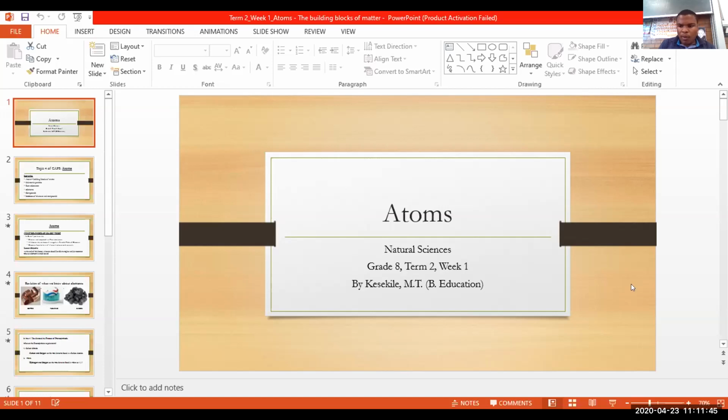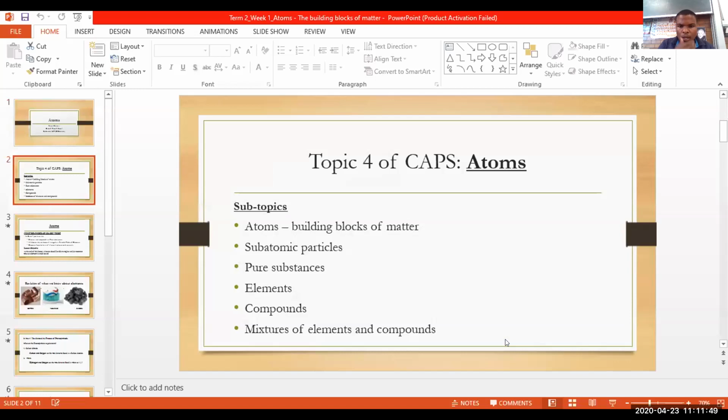So now our focus here. So topics of CAPS, like I said, we use the CAPS as the guiding document in terms of what we must teach and so on. So some of the topics that we're going to look at for the rest of this topic of atoms, which is going to take us about 2 or 3 weeks from now on. So we have the subtopics, and we are going to look at atoms as the building blocks of matter.